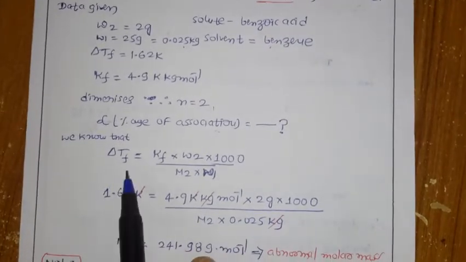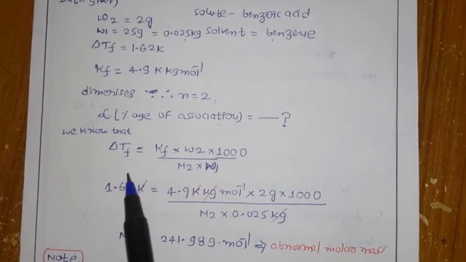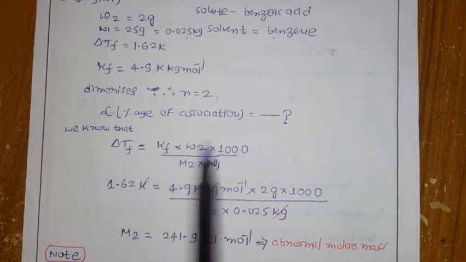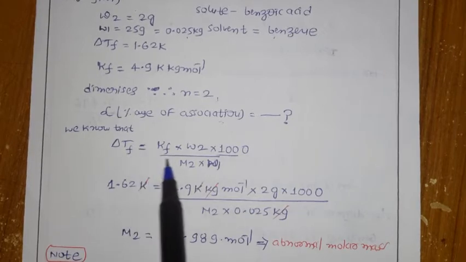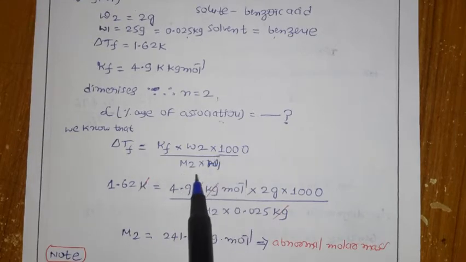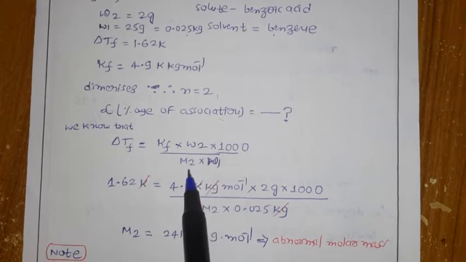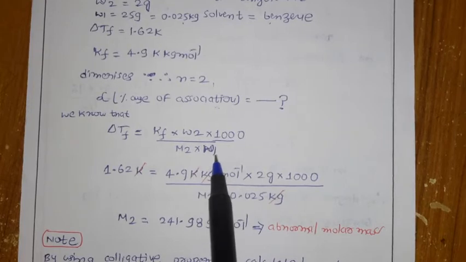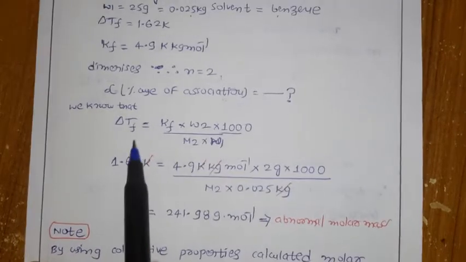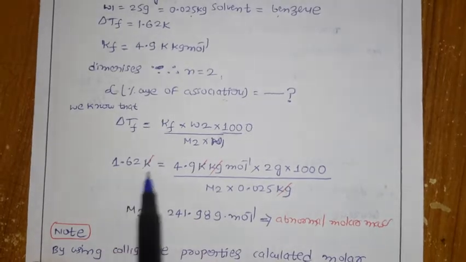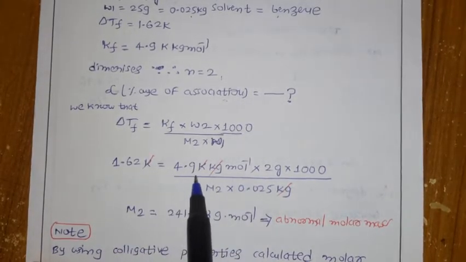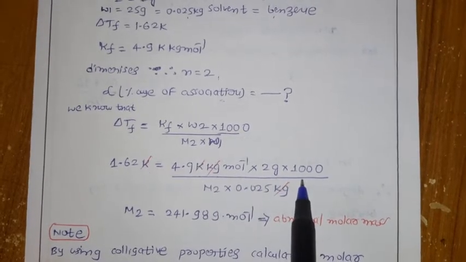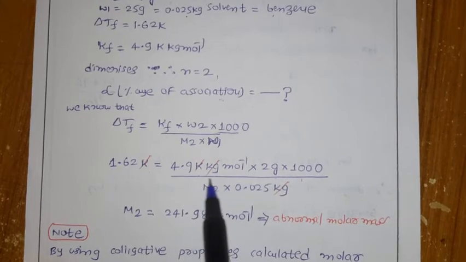Now I am going to calculate first with delta TF, because once I know delta TF, from this I will get the molar mass value. Let us discuss. For delta TF we have the relation KF into W2 into 1000 divided by M2 into W1. Here W2 is the mass of solute, M2 is the molar mass of solute, and 1000 is divided with the mass of solvent. So delta TF value already given is 1.62 Kelvin, equal to KF value 4.9 Kelvin kg per mole, into mass of solute 2 grams, into 1000, divided by molar mass of solute, which we are going to find out.